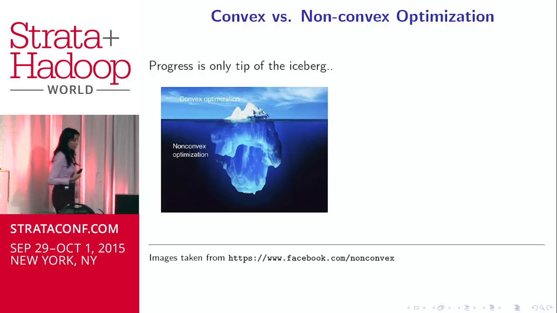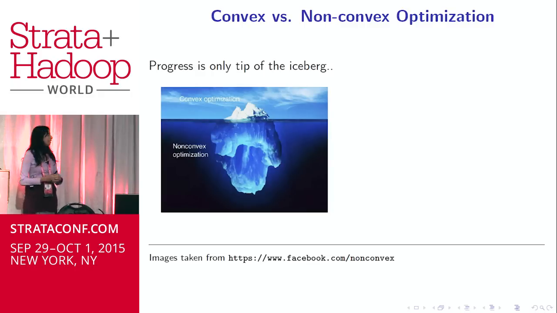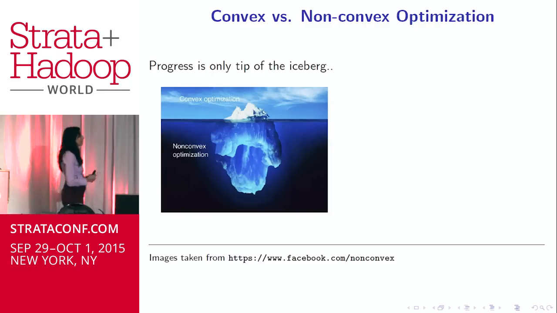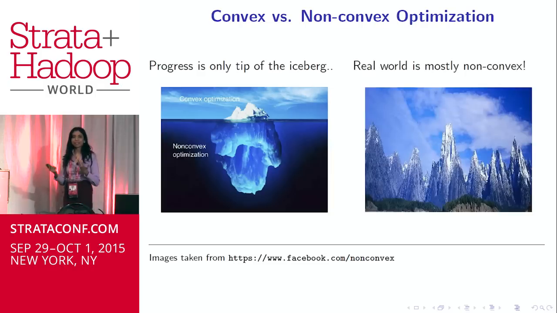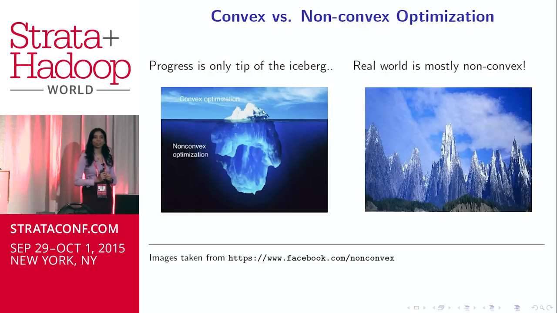With respect to our understanding of optimization, by now we have a pretty good handle on convex optimization. Whereas the hidden part of the iceberg is really the non-convex part, right? So this is where our understanding is really lacking. And as I said, all these real-world machine learning problems are non-convex with lots of peaks and valleys. So how do we get around this problem of non-convexity?